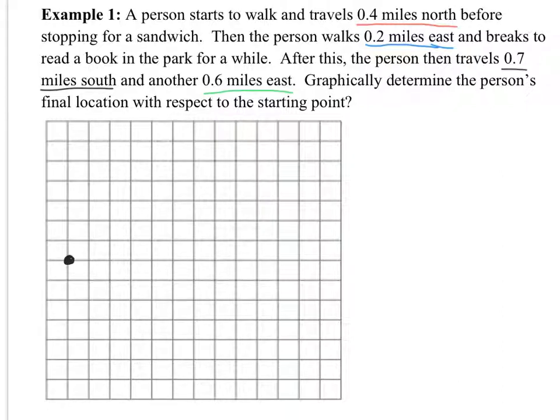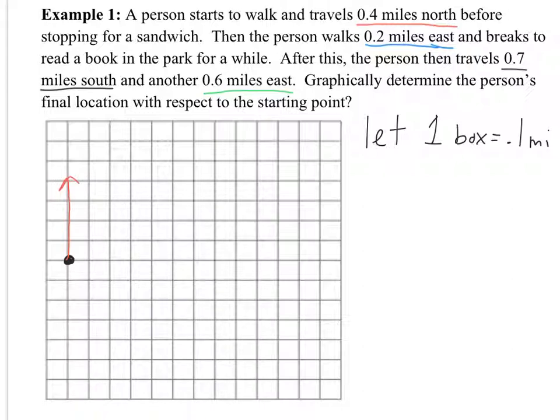Now, how many boxes is 0.4 miles? What should I do? What do you think, Nick? Just make one box, 0.1. I agree. Okay, why does that make sense? Because the highest thing you're getting to is 0.7 miles, and you have at least 7 boxes in the directions, so this should work. So, 0.4 miles north, go up 4 boxes with an arrow.